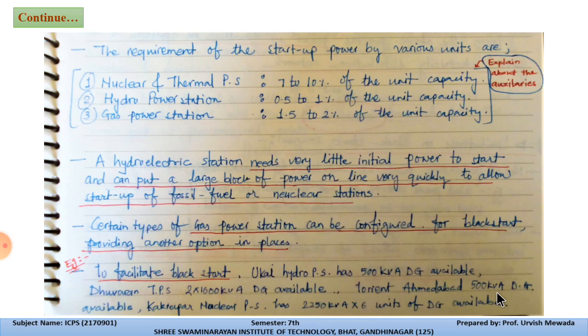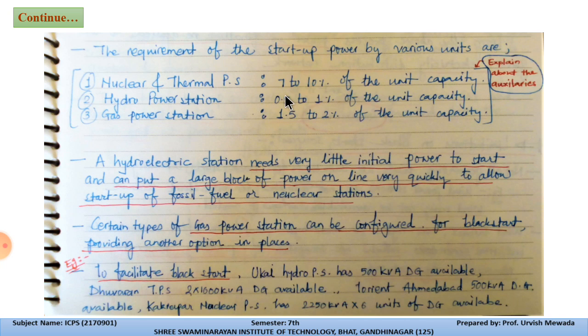Now, the requirement of startup power by the various units: nuclear requires 7 to 10% of unit capacity. Suppose the unit capacity is 100 megawatt, then 7% of the unit capacity is required to start the nuclear thermal power station. For a hydro power station it is 0.5 to 1% of unit capacity, and for a gas power station it requires 1.5 to 2% of the unit capacity.